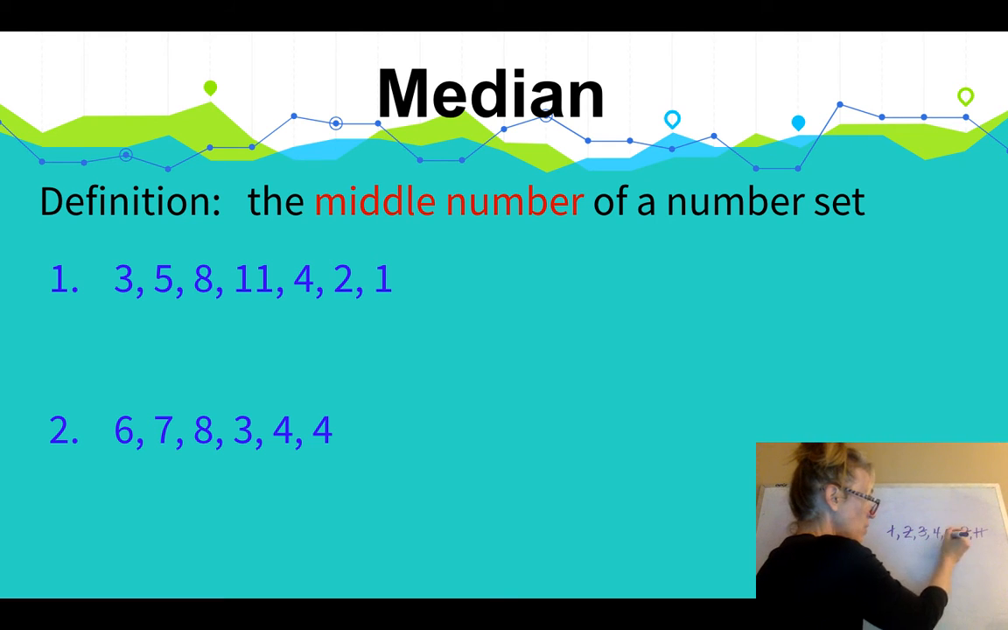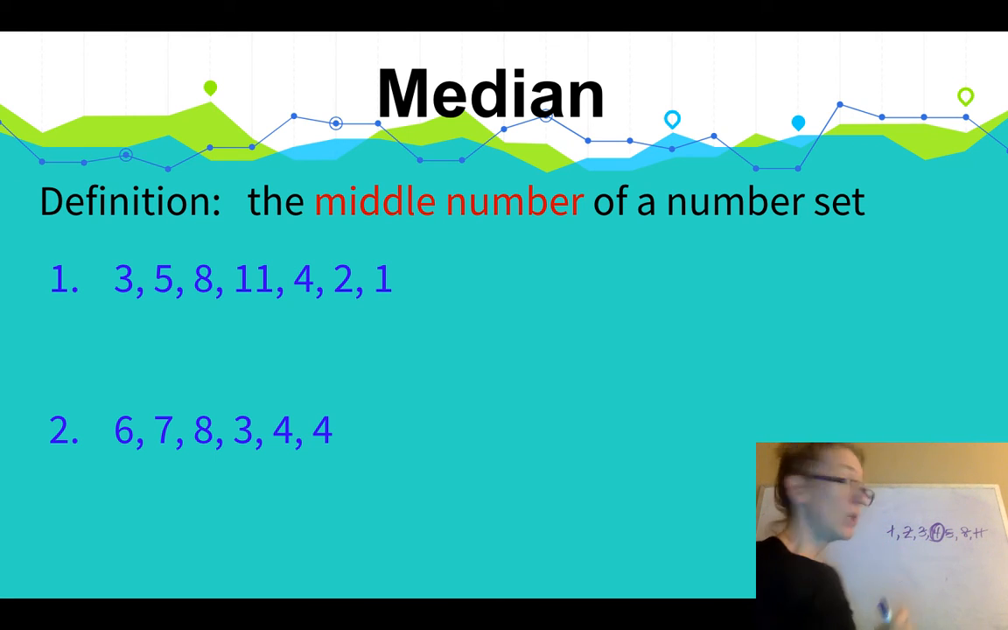Go back and forth, and then that leaves me with this very middle number, which is the median. And so in our first example, 4 is going to be my median. Let's work example number 2.